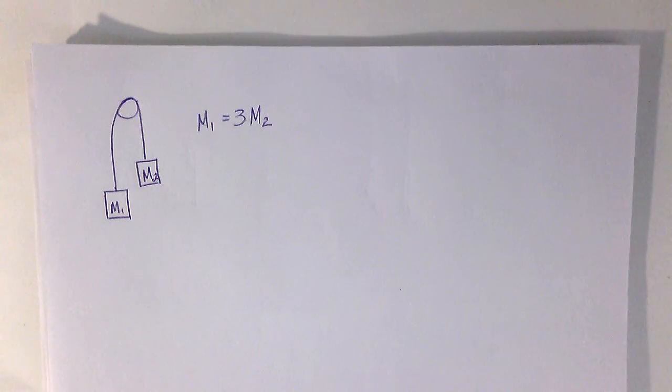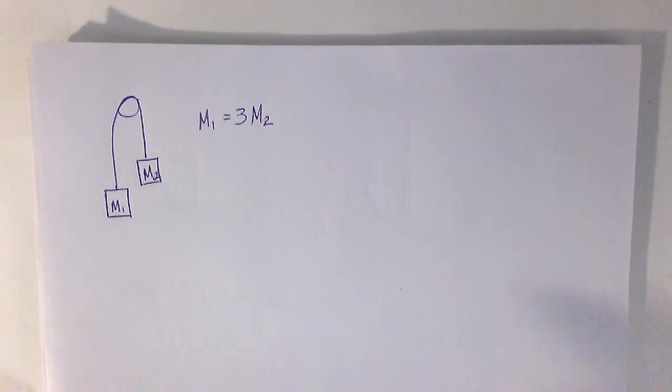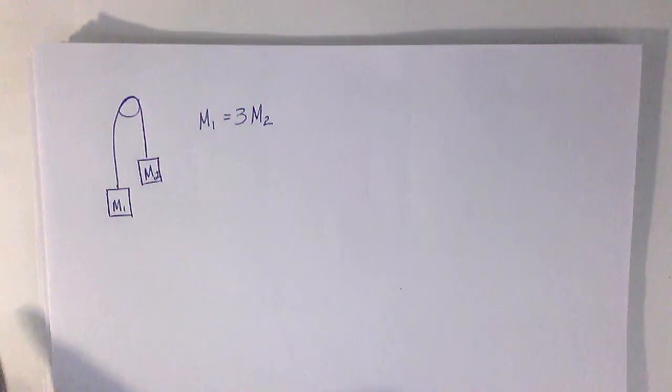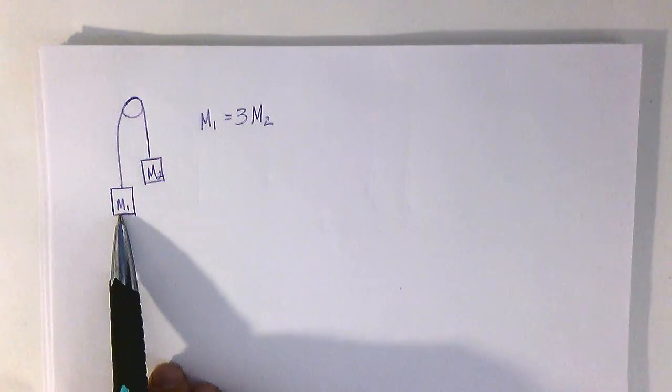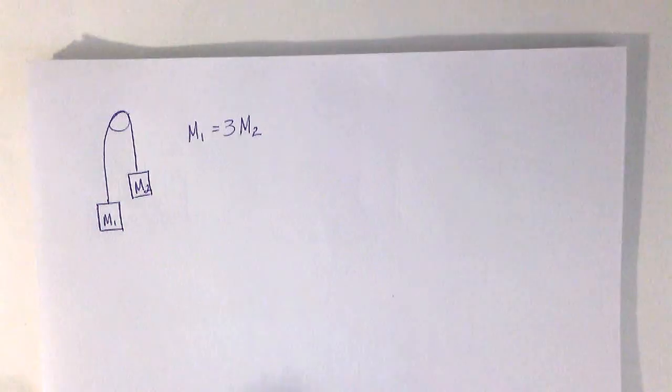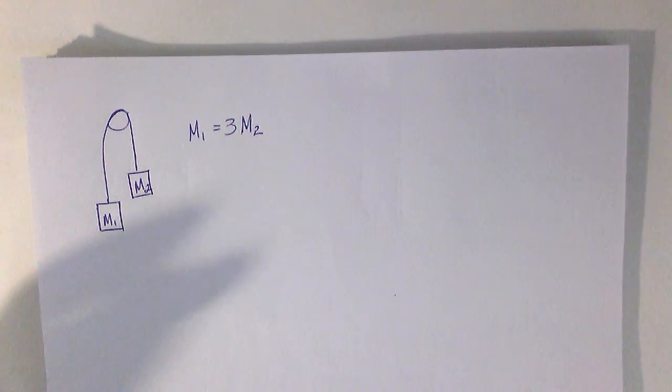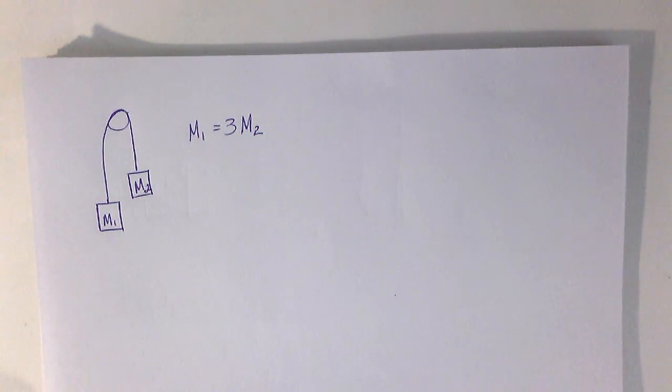That means that M1 is heavier. Now, you may be thinking, well, of course that's true because M1 is lower than M2. It doesn't matter. I could have labeled this M2 and labeled this M1. So the size of the block doesn't matter when it comes to these problems because you can have a different density. Okay, and it'll still give you the same answer.